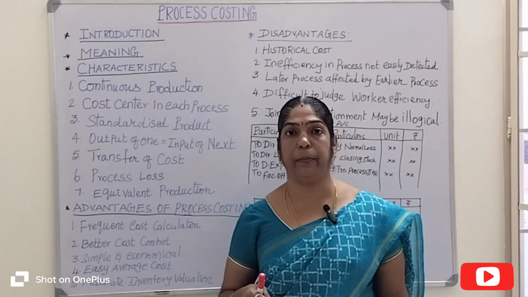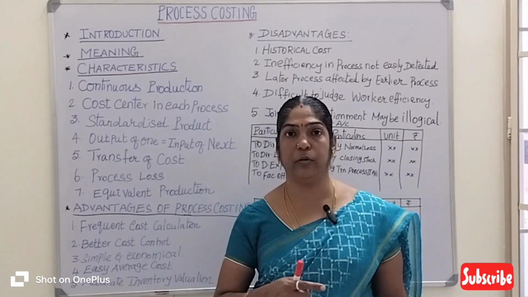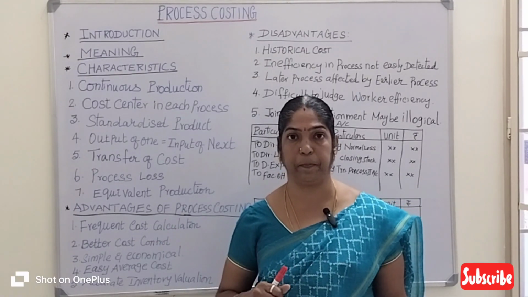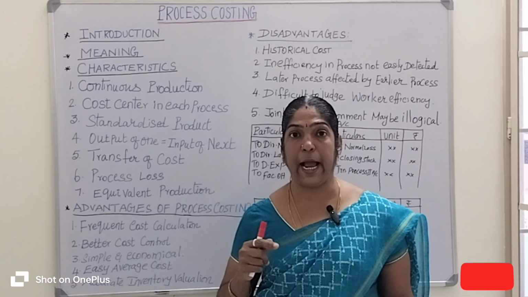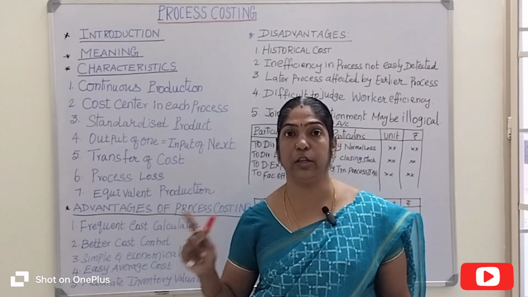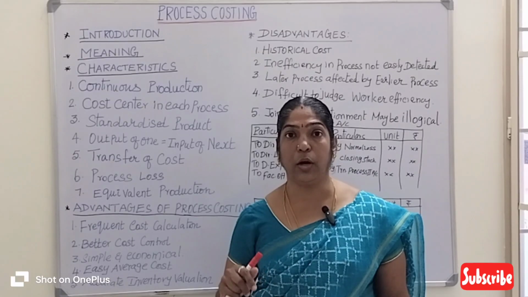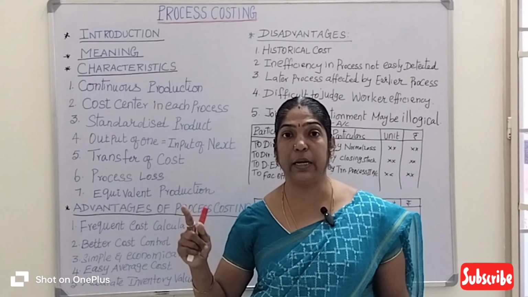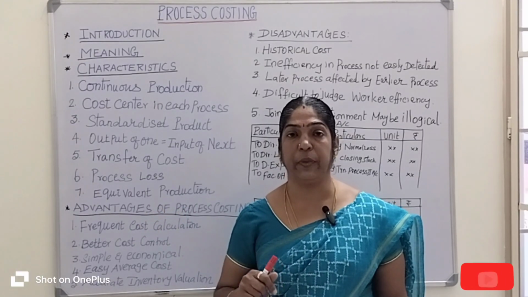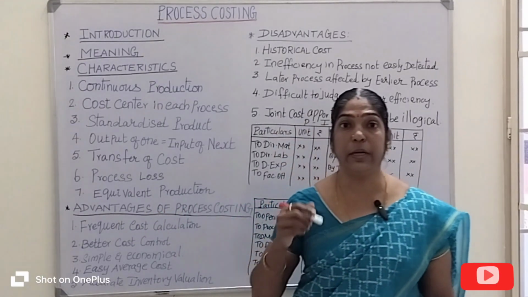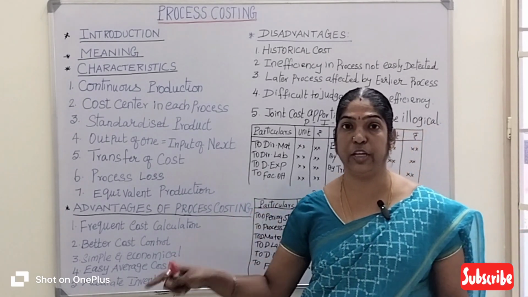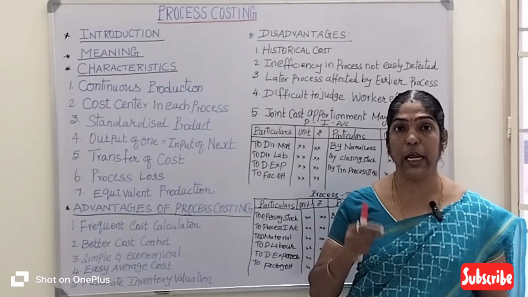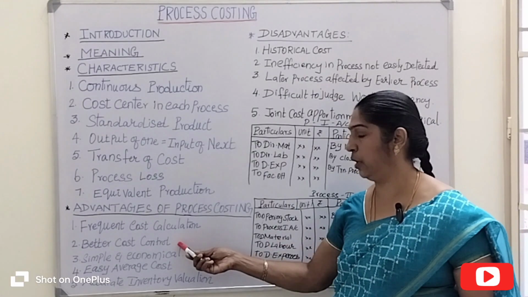Say for example, on Tuesday process 1 expected raw material of 10,000 rupees, but actually they spent 11,000 rupees on raw material. Immediately they find that 1,000 rupees was spent extra on raw material. It is immediately noted, and management takes steps to reduce the wastages. So process costing helps to control the cost effectively.